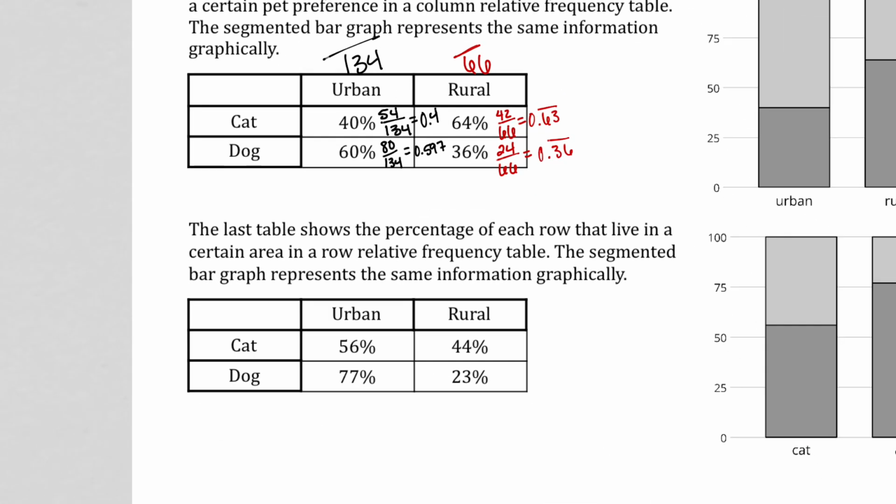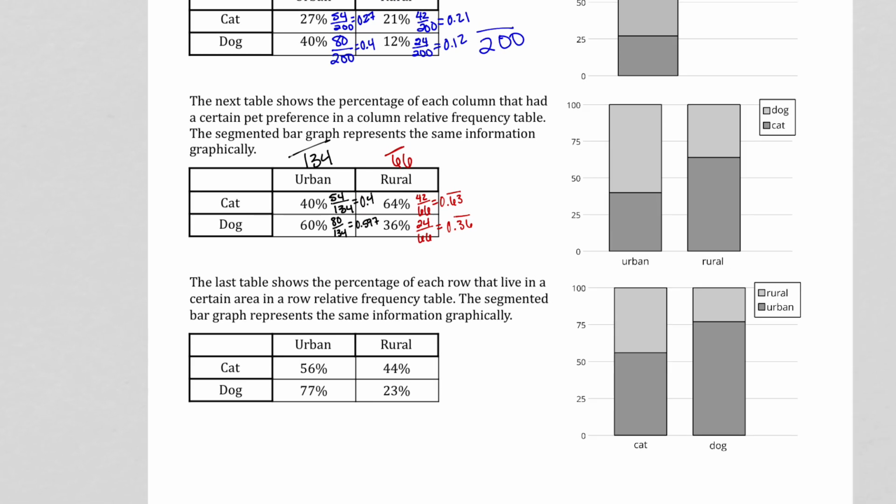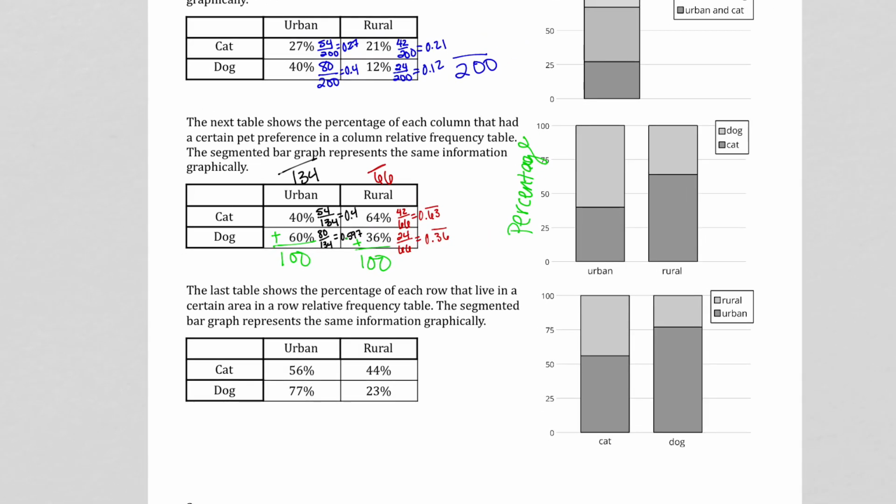And our last table, actually one quick thing I want to do. Notice that our percentages, if I were to add them up, 40 plus 60 is 100. So this goes to 100%. So I'm going to write percentage here. Okay. And also, if I added up 64 and 36, that would also be 100%. So they're all going to add up to 100% in some way.